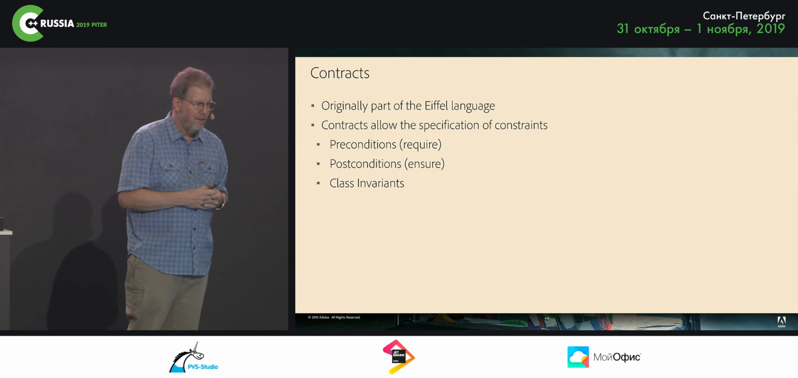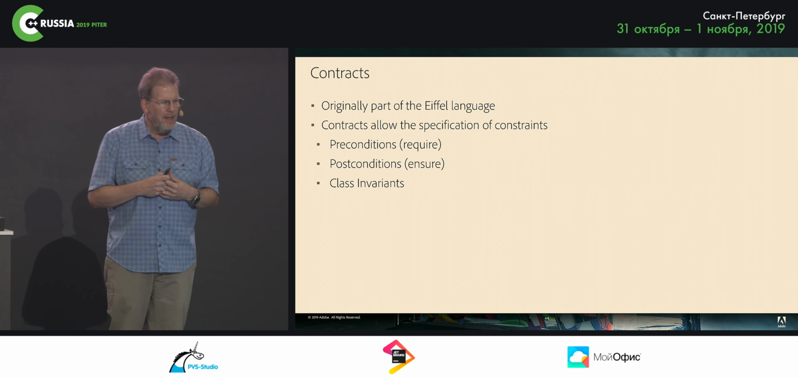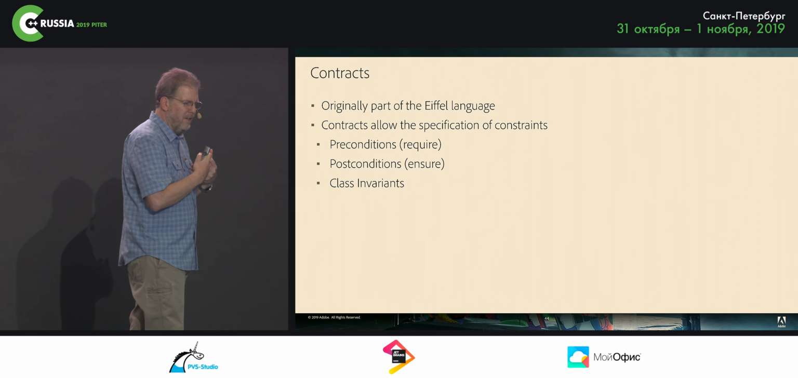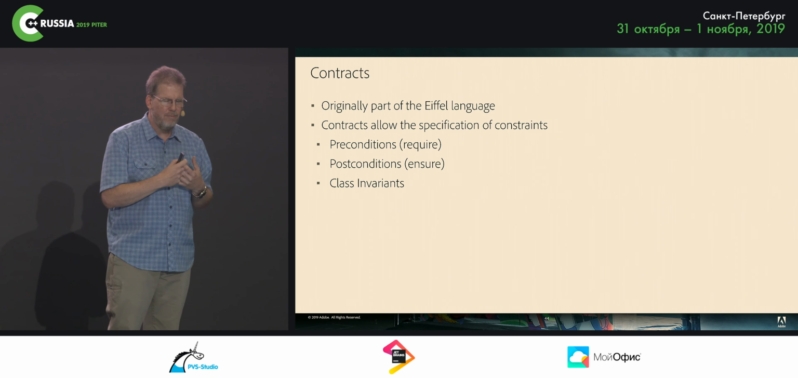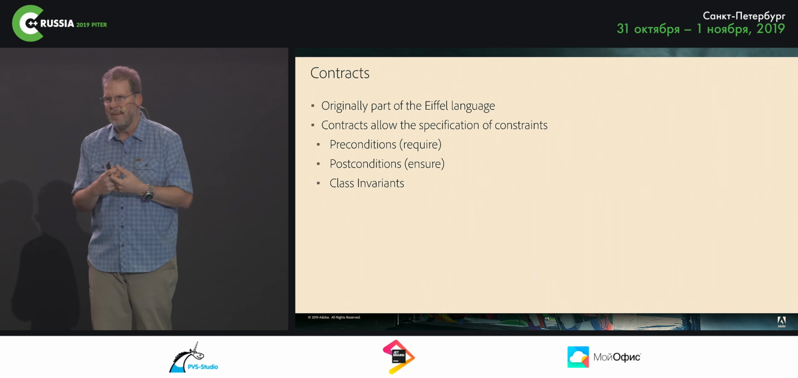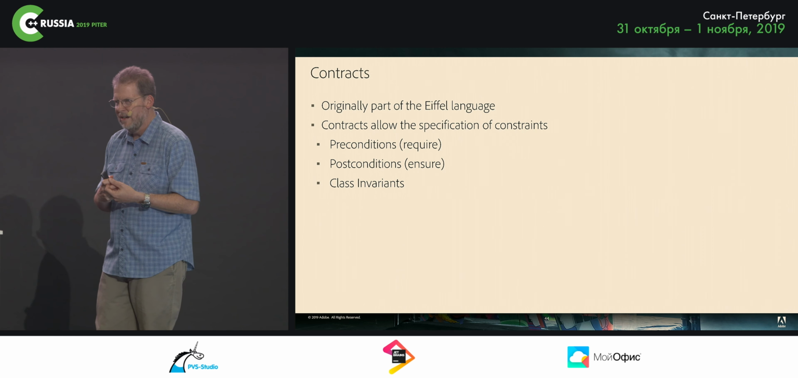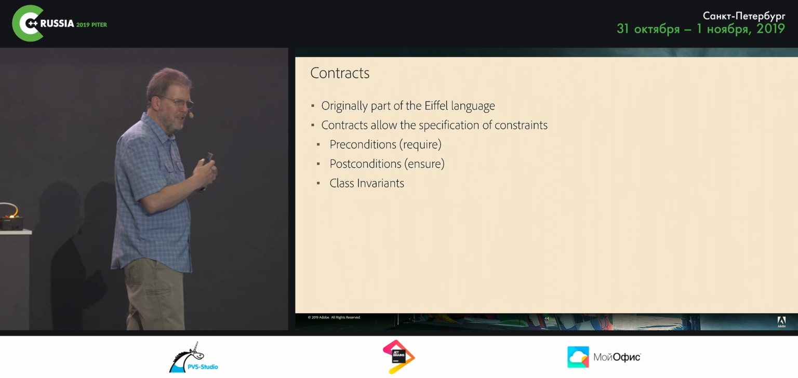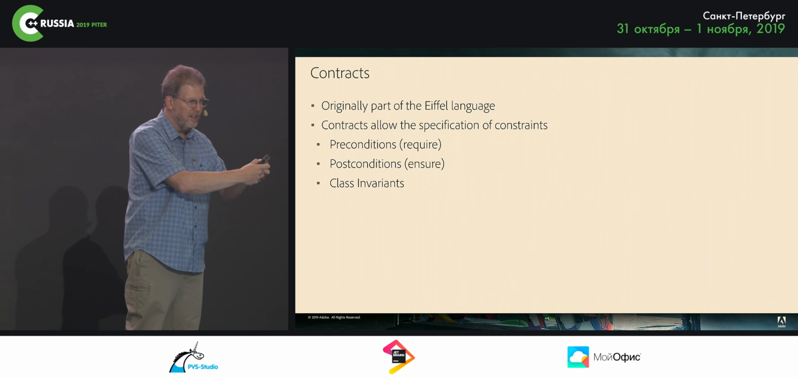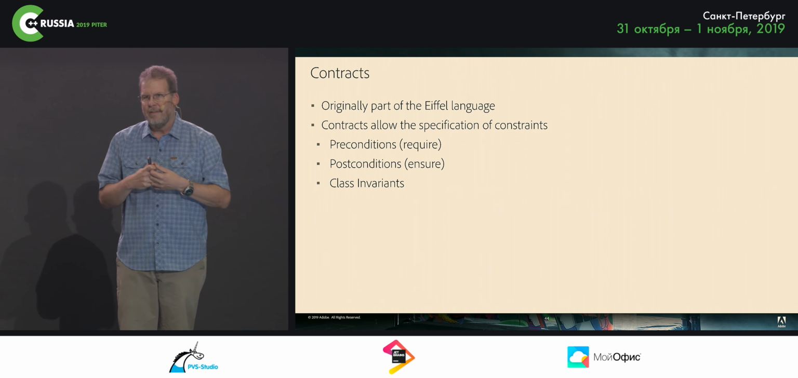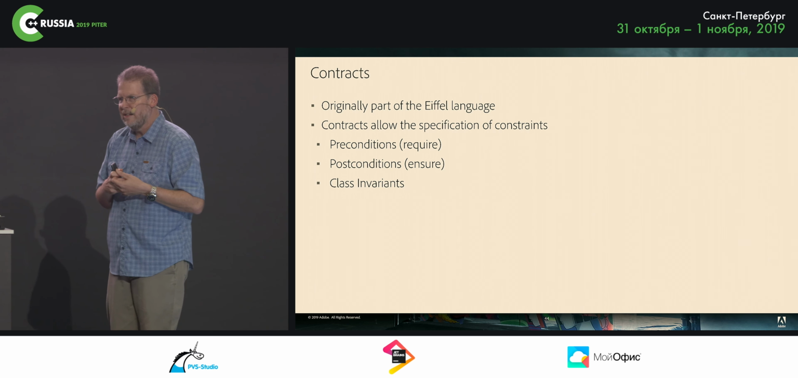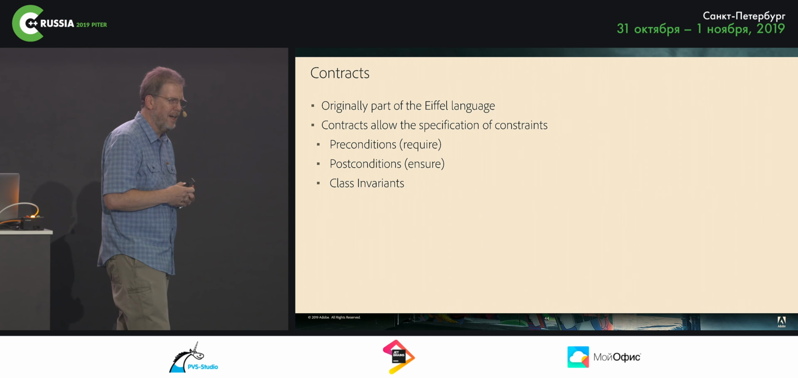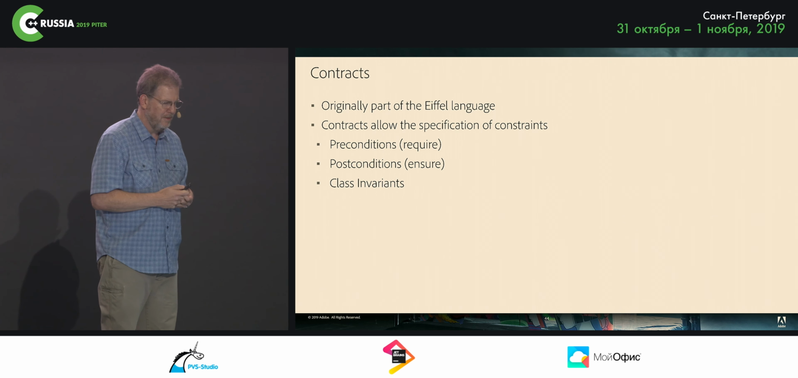Contracts were originally part of the Eiffel programming language, and they allow the specification of constraints on our operations. So we have preconditions, which are things that must be satisfied before we start a function. We have postconditions, which are things that a function guarantees it will satisfy, given that its preconditions are met. And then we have class invariants, which are relationships that will hold on a class after any safe operation has been executed on that class. Those are our class invariants.